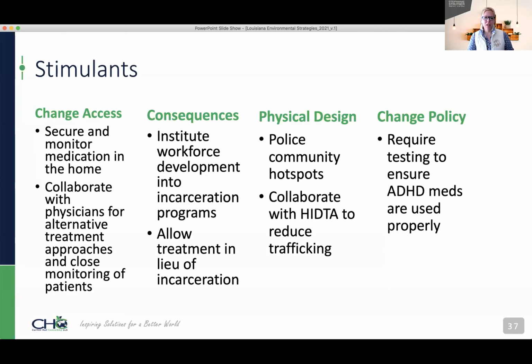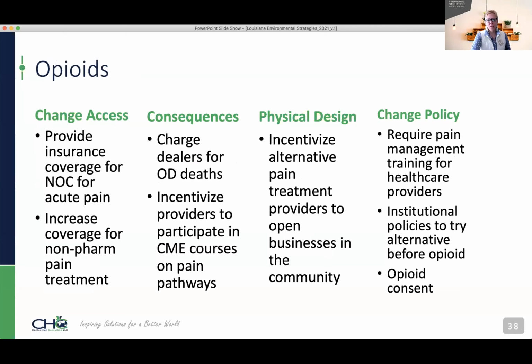For stimulants and opioids are going to look really similar, but securing and monitoring in the home, looking for alternative treatment approaches, policing hotspots, allowing treatment in lieu of incarceration, collaborating with high-intensity drug trafficking areas, requiring testing to ensure attention deficit hyperactivity disorder meds are used properly, and opioids very much the same, but providing insurance coverage for non-opioid alternatives for acute pain, and also those non-pharmacological pain treatments like chiropractic, acupuncture, massage therapy, physical therapy.